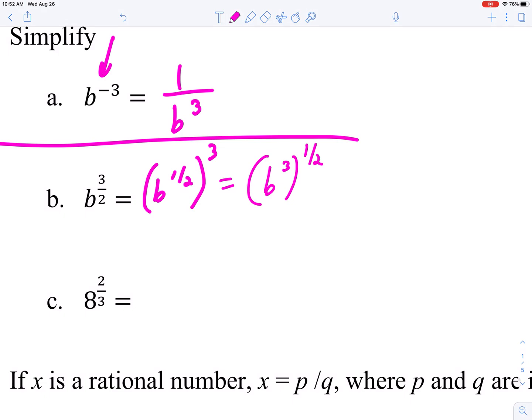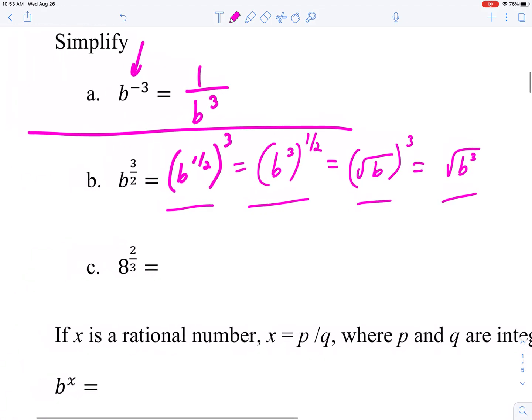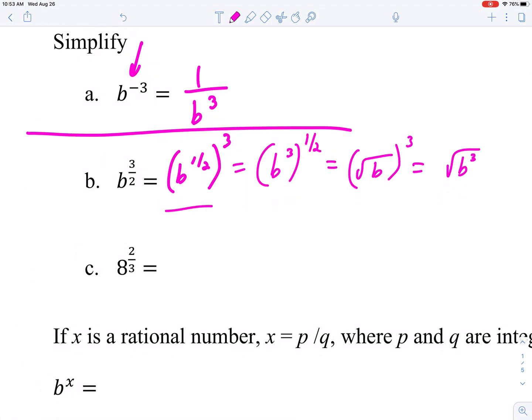You could also write this as, since b to the 1/2 means radical b, radical b to the 3rd power. Another way to write it is radical of b to the 3rd. So just 4 different ways to write the exact same thing. And you'll see as we get through this semester, these different ways are going to come in handy of writing these things.